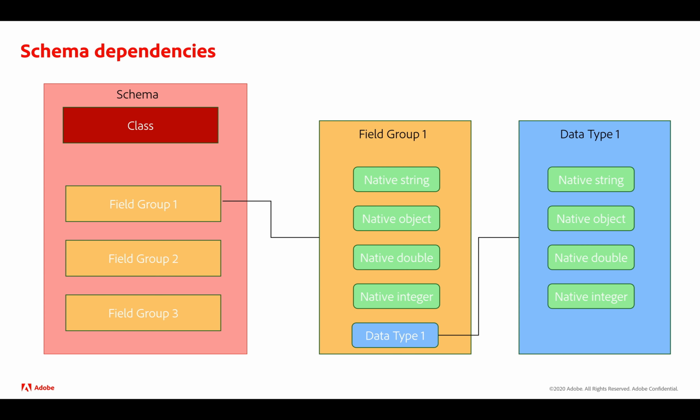To give you a bit more understanding of the schema dependencies, we'll see that the schema is composed of a class and different field groups. The field groups contain some native fields. It could be string, it could be object, it could be double, it could be integer, and you can have a custom data type that has other native data types, such as string, object, double, integer.